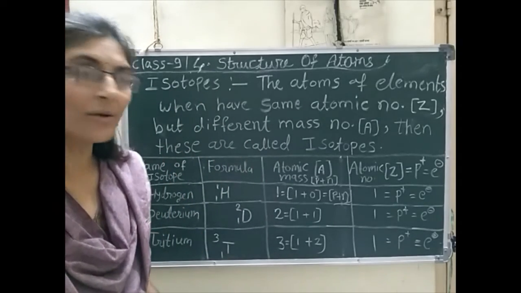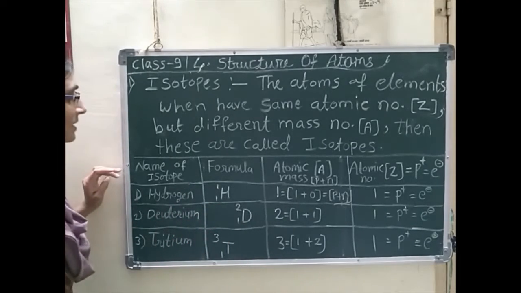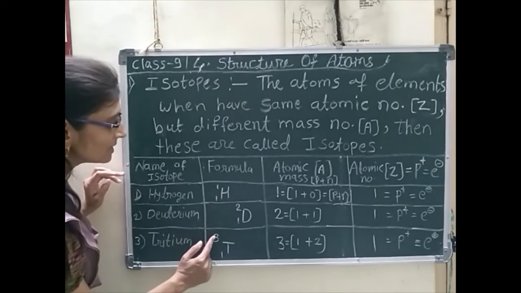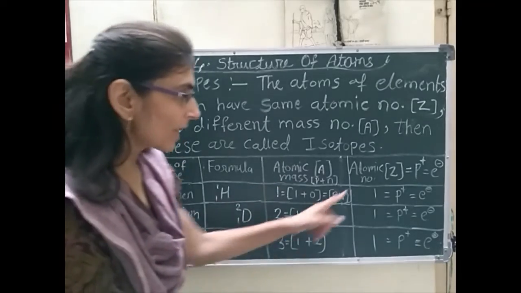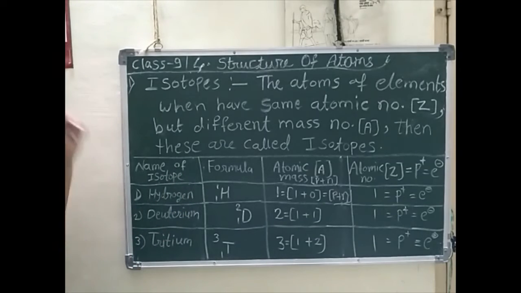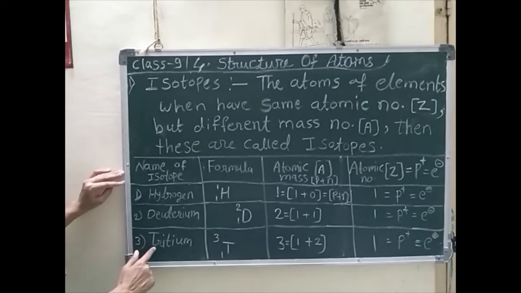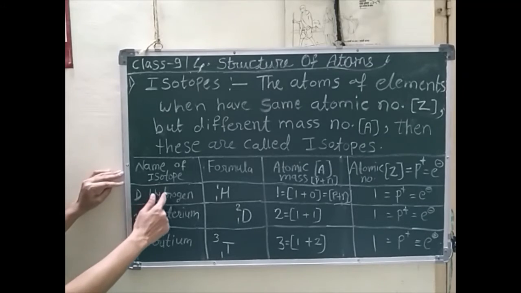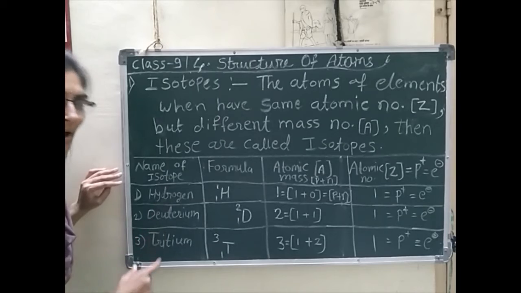So what is meant by isotope? These isotopes are having the same atomic number, but the mass number is different. Means atomic mass is different and atomic number is the same in case of isotopes. So hydrogen shows 3 isotopes. Which are they? First is hydrogen, second is deuterium, and third one is tritium. These 3 atoms are isotopes of hydrogen.